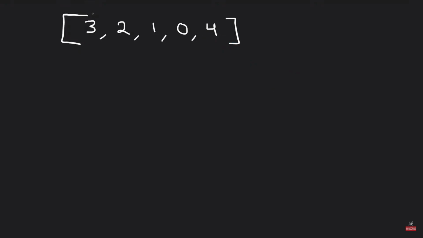So for each of these values, I'm going to give them an index. So we know that 3 is at index 0. This is index 1, 2, 3, and 4. So these are the indices. So I'm going to start at position 0, right? We're starting at position 0, and see the value we have. The value we have is 3.